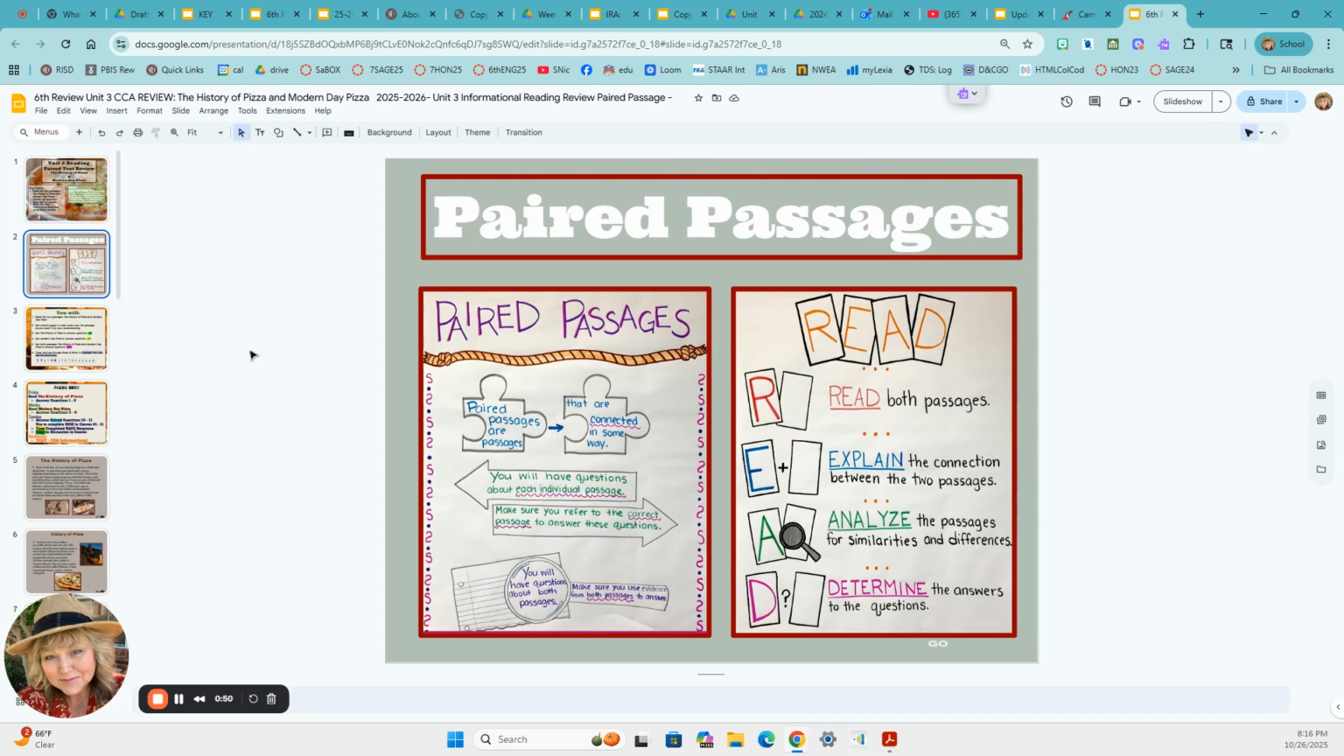You will have questions about each individual passage, and then you need to make sure that you refer to the correct passage to answer these questions. You will have questions about both passages, so make sure you use evidence from both passages to answer those questions. Read, explain, analyze, and determine is what we go through when we are reading paired passages.